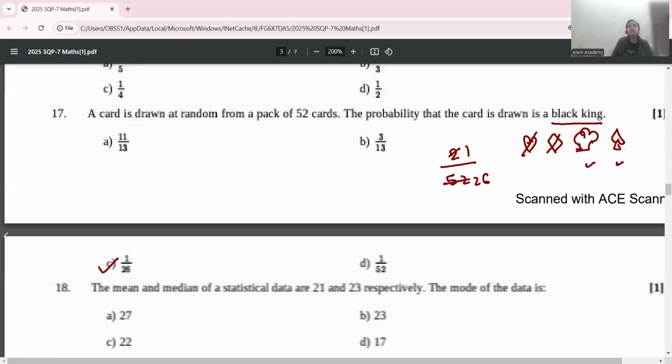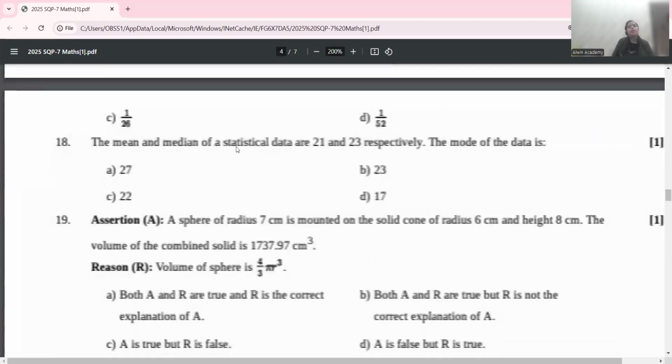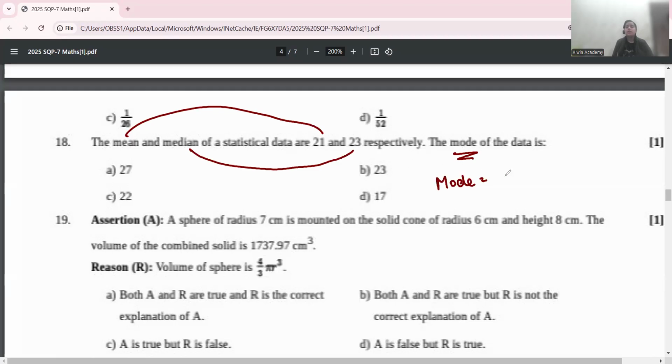Going to the next question. The mean and median of a statistical data are 21 and 23 respectively. So mean is 21, median is 23. We have to find the mode. Now we have this formula. Mode is equal to 3 median minus 2 mean, which we call the empirical formula also.